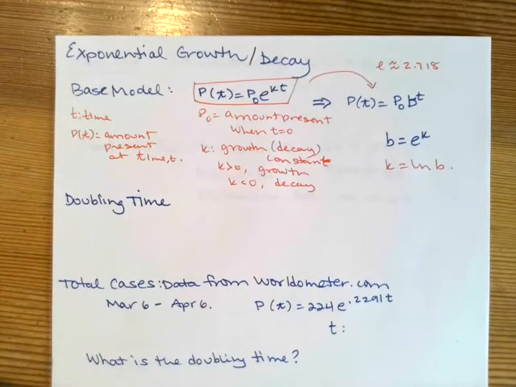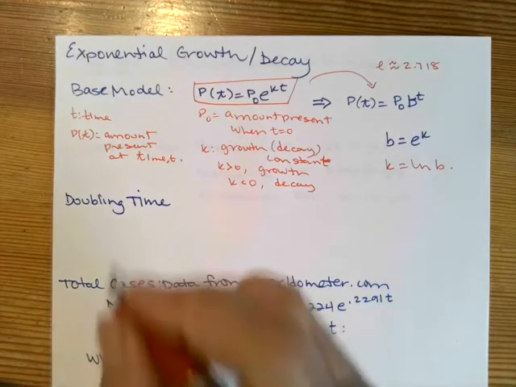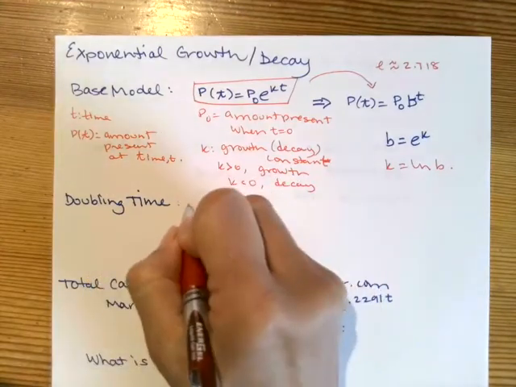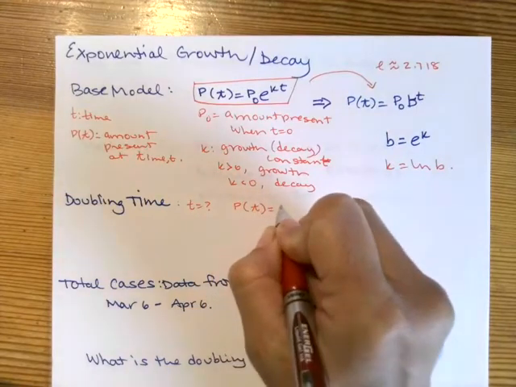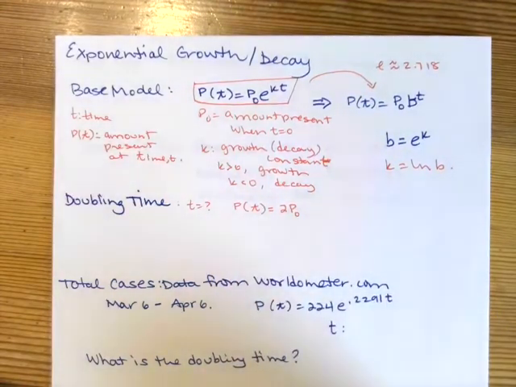A lot of times with exponential growth or decay, the thing you'll be asked about is the doubling time. How long does it take to have twice as much as you have now? So we're asking for when, so t equals what? How long does it take P of t to equal twice what you start with? Here's where it gets amazing and totally mind-boggling: it doesn't matter how much you start with.